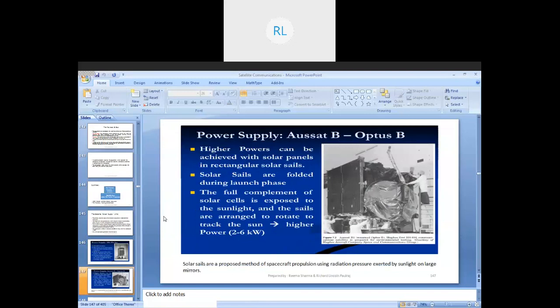Some more information given with regards to power management. Just have a look at it.